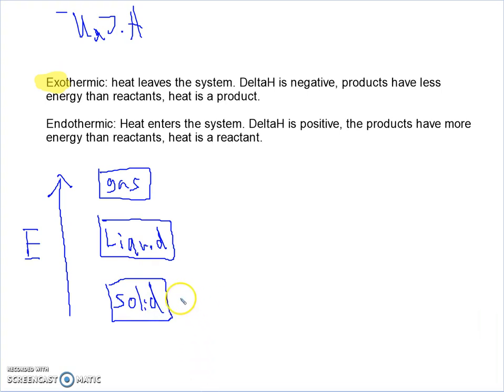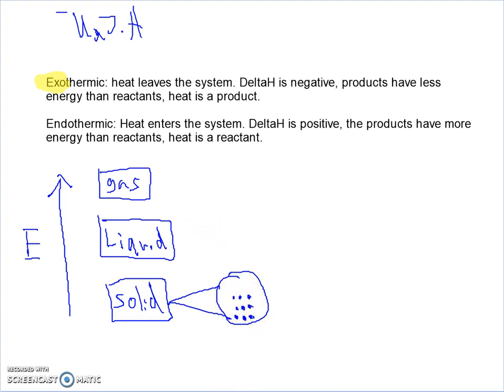Now you need to know what these look like. So if we zoom in on a solid, we'd have the particles next to each other, vibrating but not really moving. Random molecular motion is very low. Okay, and the intermolecular force is strong.